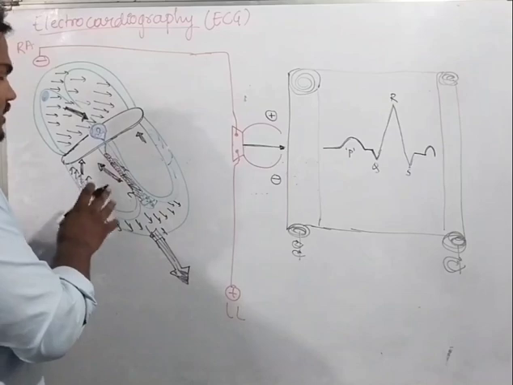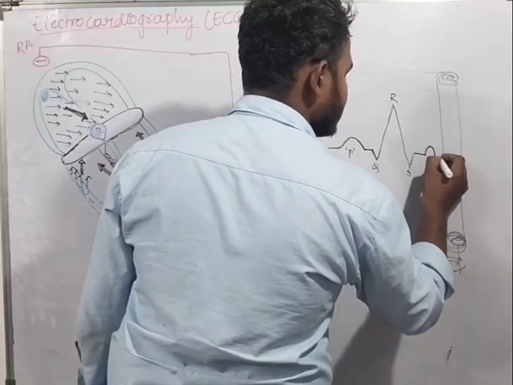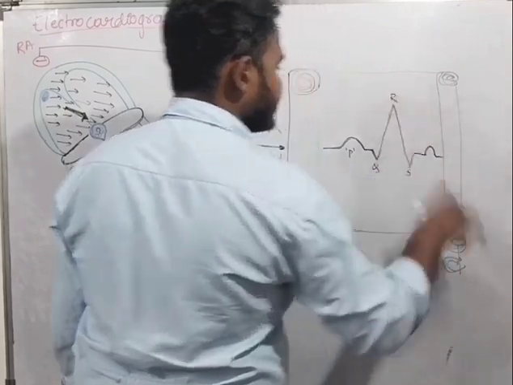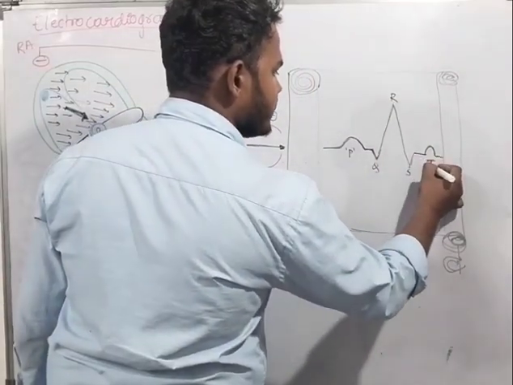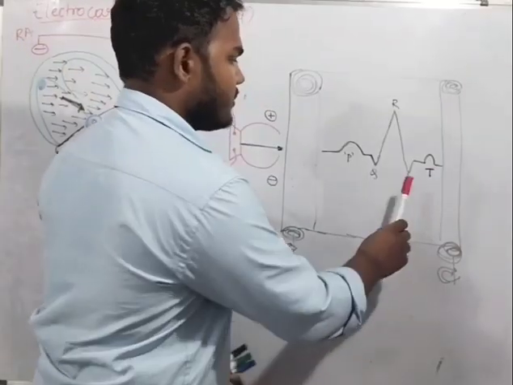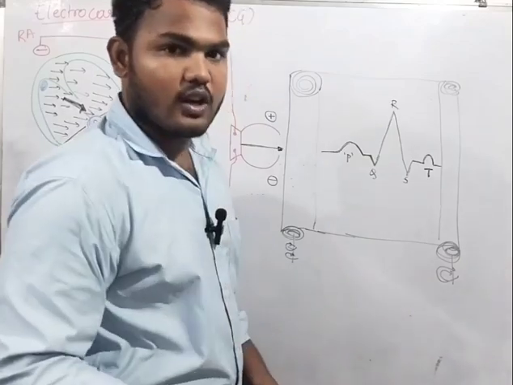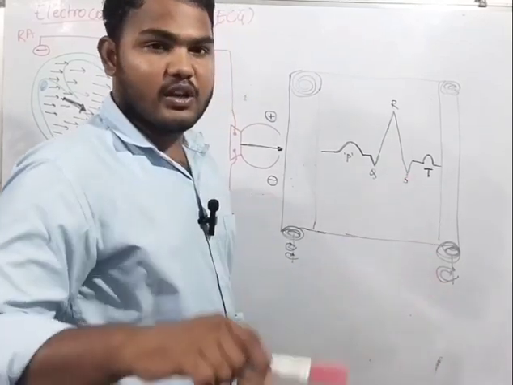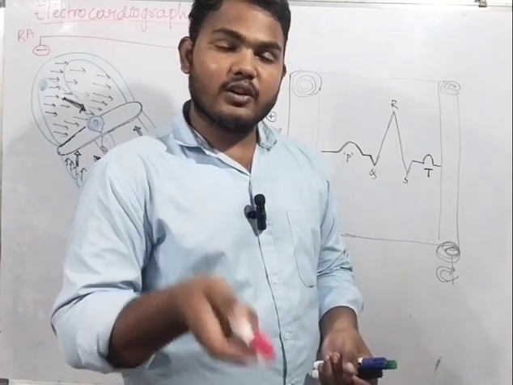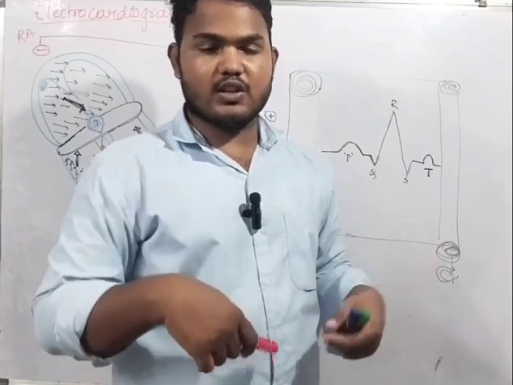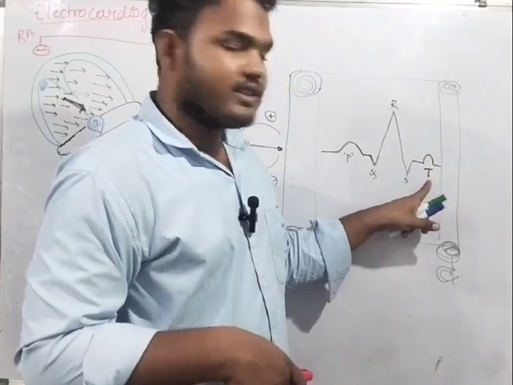Sorry, the repolarization of the ventricle, this is the T wave. Again it is the resting state. From S to T, that is the ST segment. After that, this T wave is developed by the repolarization of the ventricle. The part which is depolarized last is the first to repolarize. That repolarization of the ventricle is the T wave.